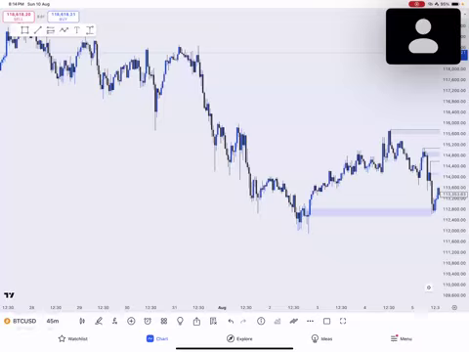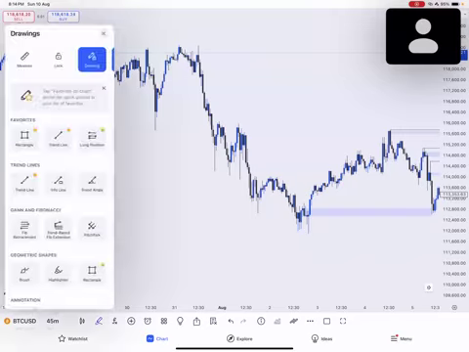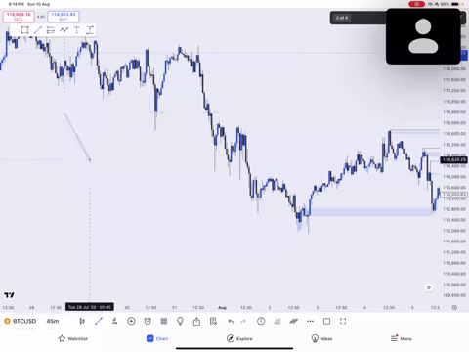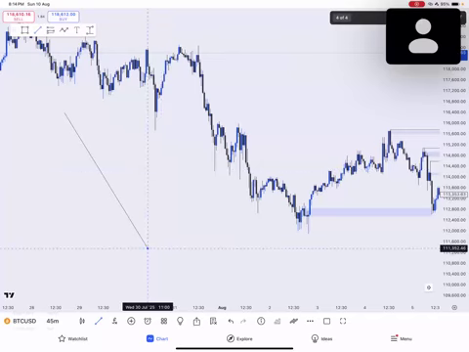Continuation entries are what you use after the market has started reversing and you're looking for ways to still join the continuation of that new trend. What I mean is that if you had an initial downtrend for a long period of time, and you're expecting price to now buy to the upside, you have to first wait until you get a market structure shift to the upside.